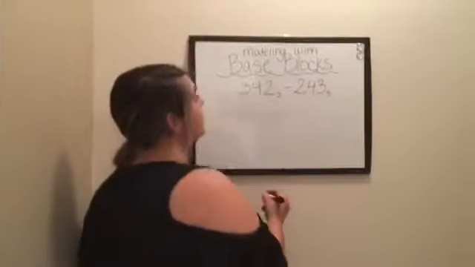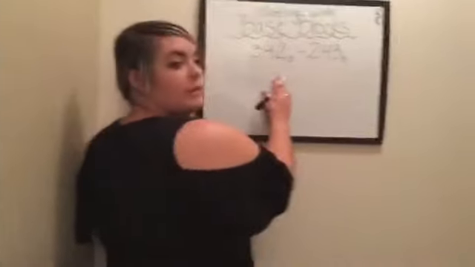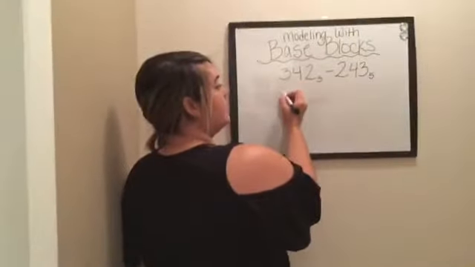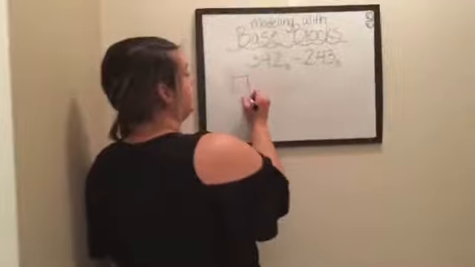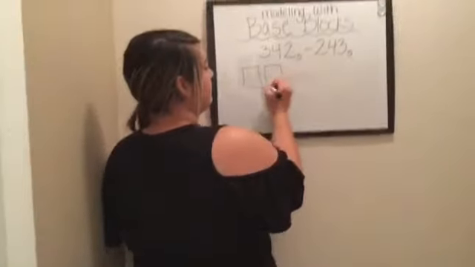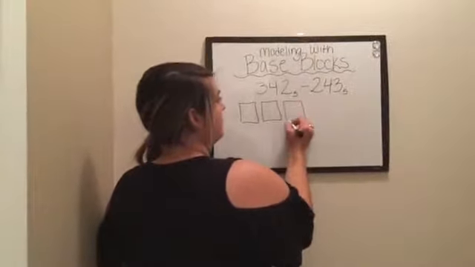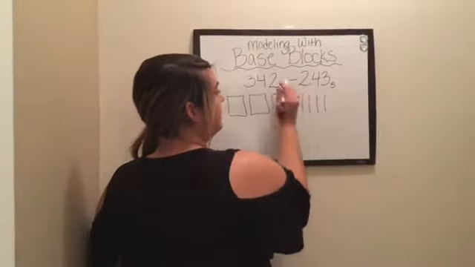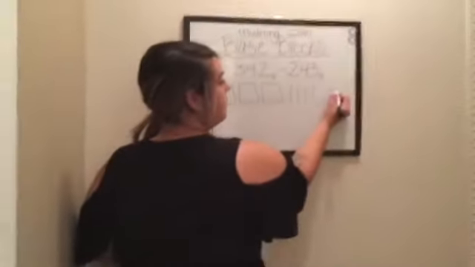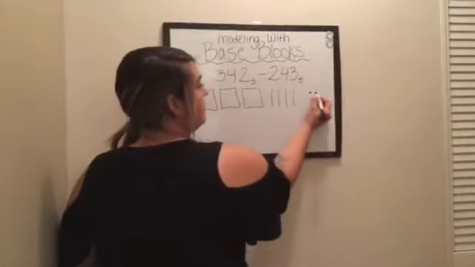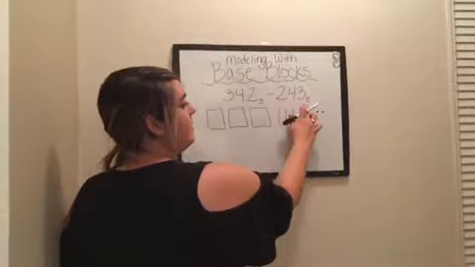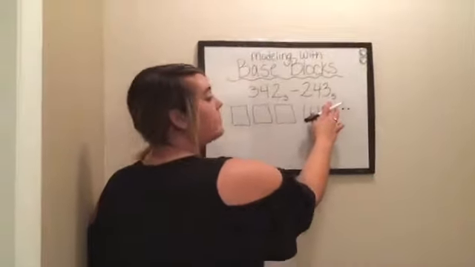In this example, we'll be subtracting two numbers with a base of 5 by using base blocks. We take the larger number and represent it with base blocks. So this means we have 3 flats, 4 rods, and 2 units. Now we're subtracting this number. So let's do the units first.